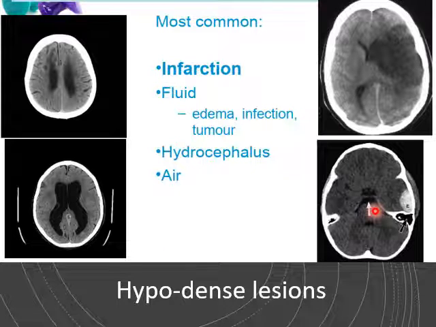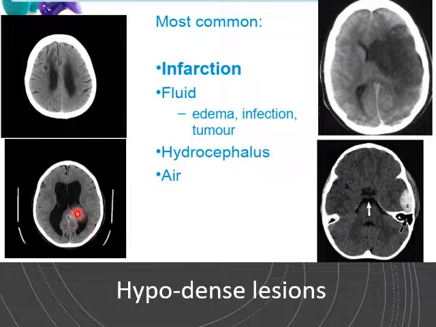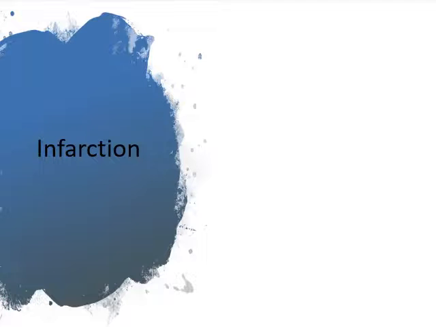Examples for the hypodense lesions in the CT brain include the most common, which is the infarction, fluid like edema, infection, or tumor, hydrocephalic changes, the white CSF spaces as we see here, or presence of air within the brain tissue. Now we will talk about one of the most important findings in the CT brain in the ER, which is the infarction or ischemic stroke.